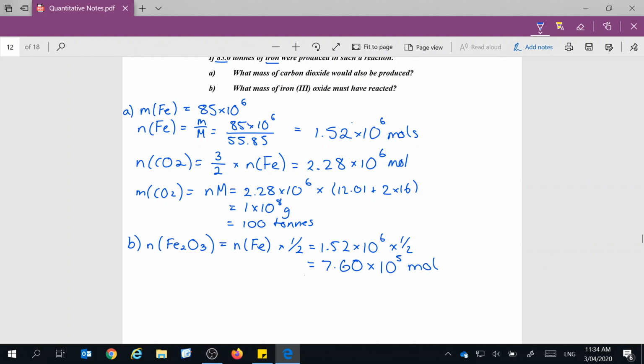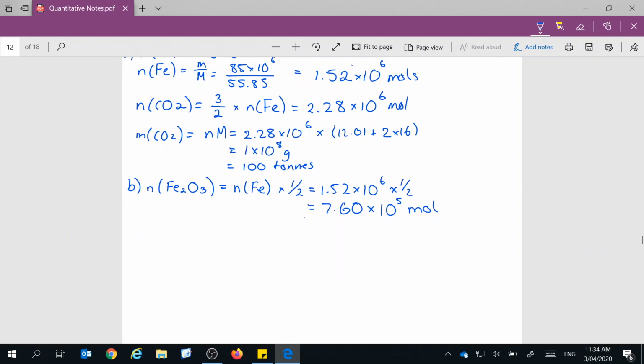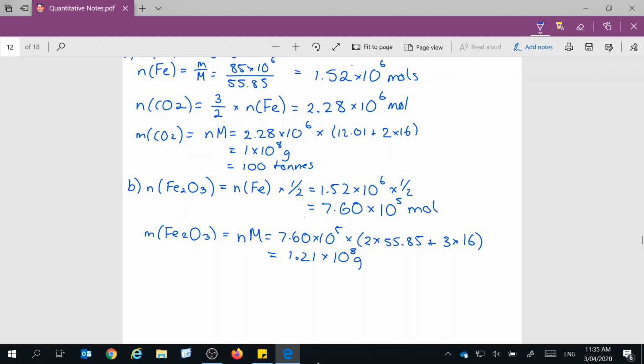So now that I've got the number of moles, I can find the mass. So the mass of iron 3 oxide is the number of moles times the molar mass. So 7.60 by 10 to the 5 times by, so we've got 2 irons, where the molar mass of iron is 55.85, and 3 oxygens. And if I put that into the calculator, I get 1.21 times 10 to the 8 grams, which is equal to 121 tonnes.